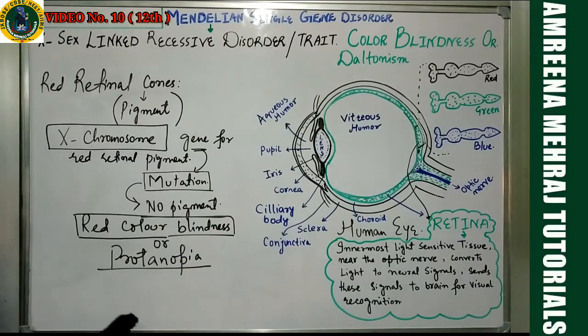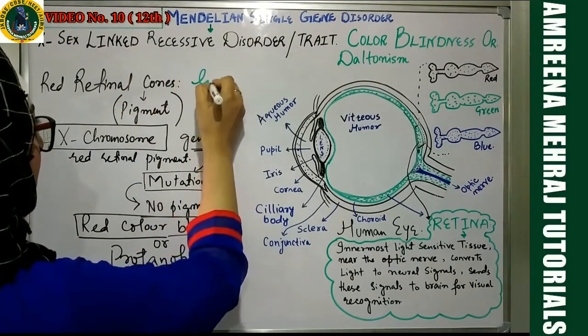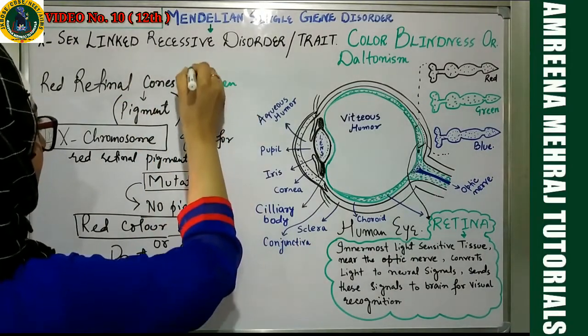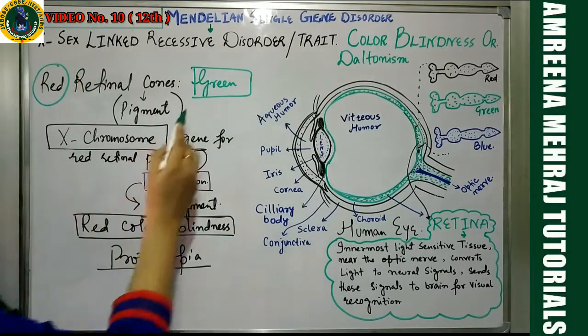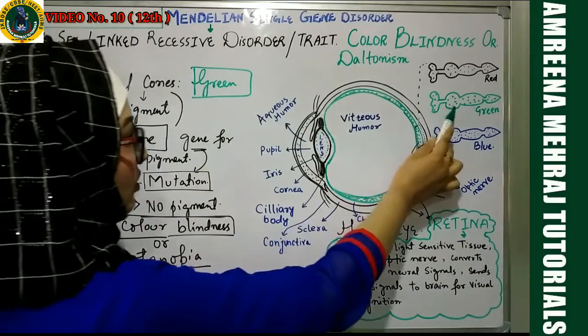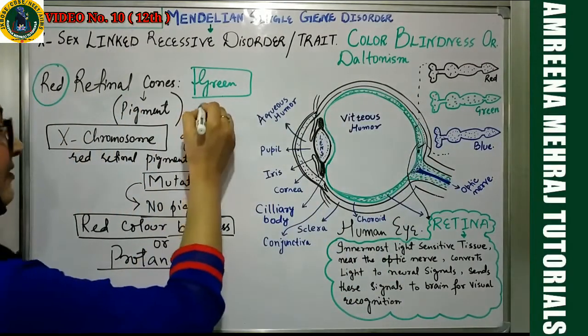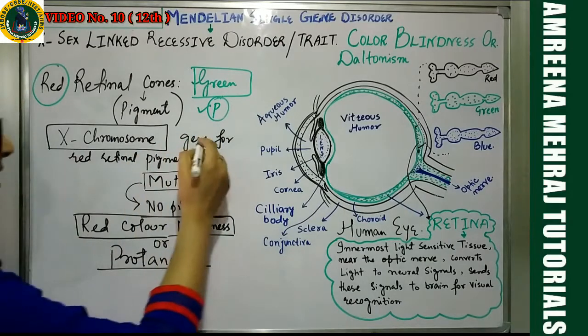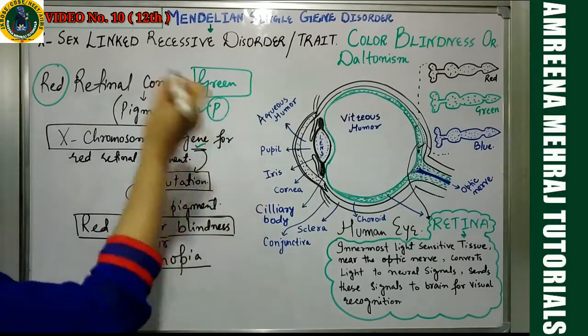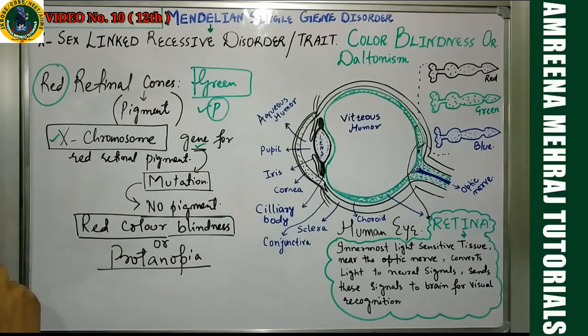Similarly, now we are talking about the green retinal cones. Earlier I was talking about red retinal cones. Now there are green retinal cones, right? Again they have a pigment, and for that pigment you have a gene. What is the location of that gene? Again on the X chromosome.